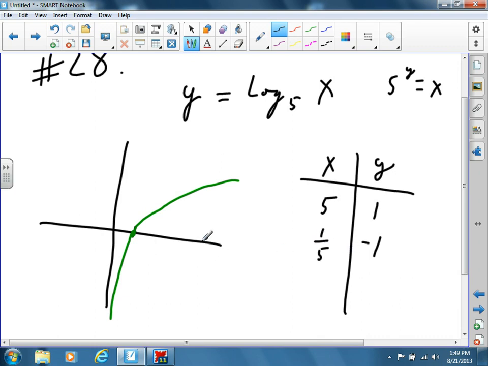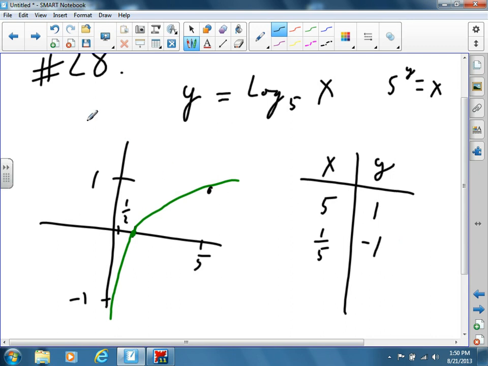Okay, so here we are. There's 5. There's 1. Here's 1/5. There's minus 1. There, all done. Is that 1/5 or 1/2? But see, if I was looking at this guy trying to get points off of him, I'd be scratching my head a whole long time trying to figure that out. But if I rewrite it like that, then I get points over here, and then I'll be okay.